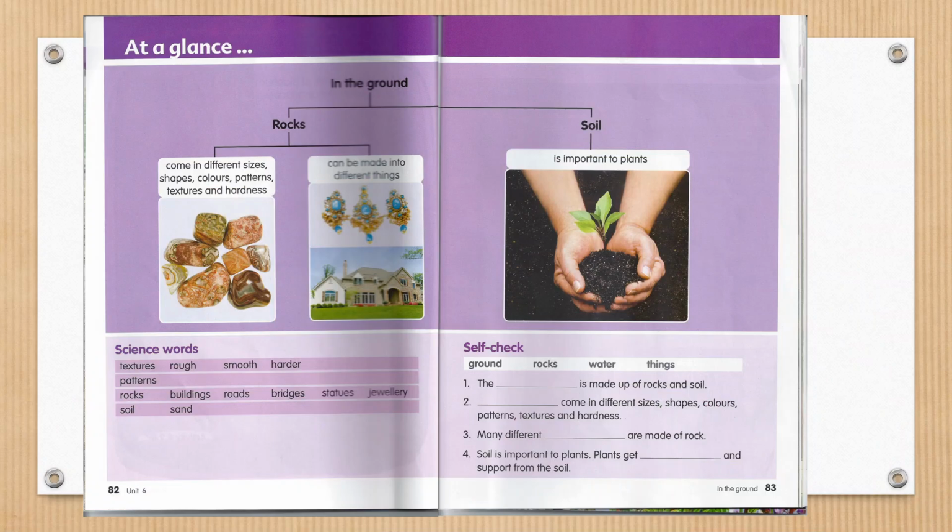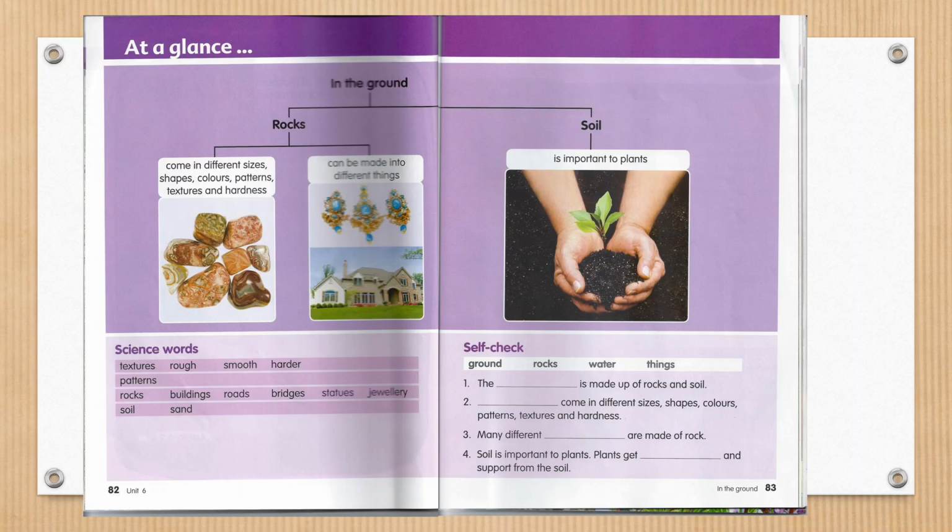So here we have the At a Glance section. Just to wrap up, we have in the ground, on one hand, rocks that come in different sizes and shapes, colors, patterns, textures, and hardness. All these characteristics can be different from rock to rock. Rocks can also be made into different things, such as houses or jewelry. And of course, on the other hand, we have soil. Soil is important to plants, but not only for plants, for all living things. Remember, no plants, no animals, no people. So it's super important.